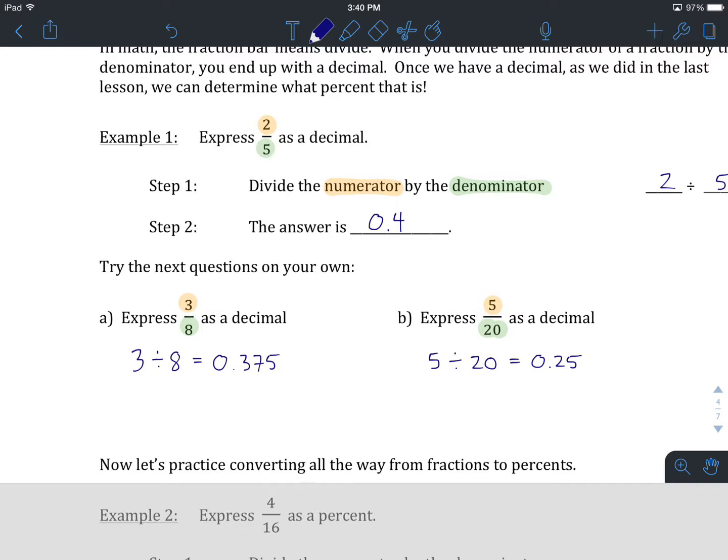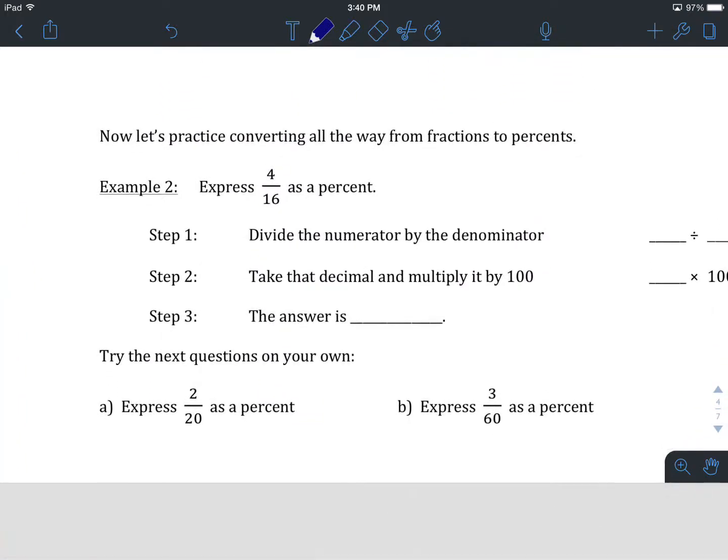So this is the first step in our process of converting from a fraction to a percent. This is converting from a fraction to a decimal. We divide the numerator by the denominator. If we want to go all the way from a fraction to a percentage, we need to perform these same first steps where we divide the numerator by the denominator, and then once we have that decimal, we multiply by 100. So let's have a look at example number 2, which outlines those same steps I just described.